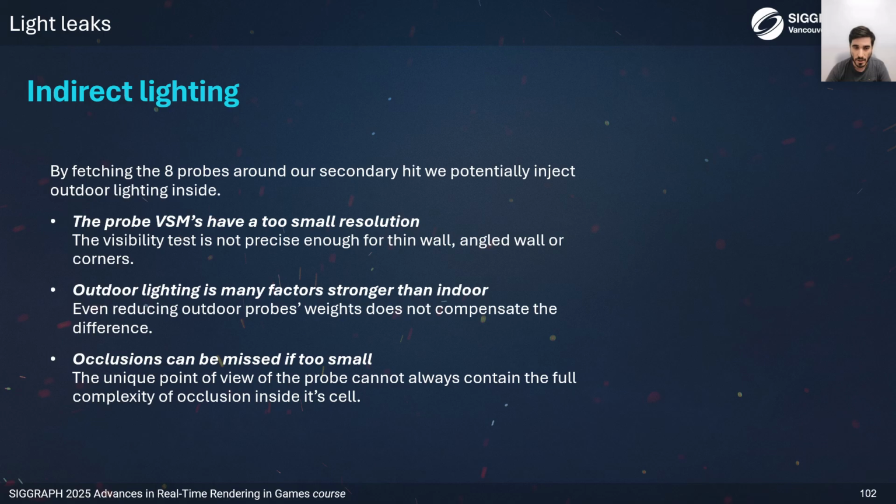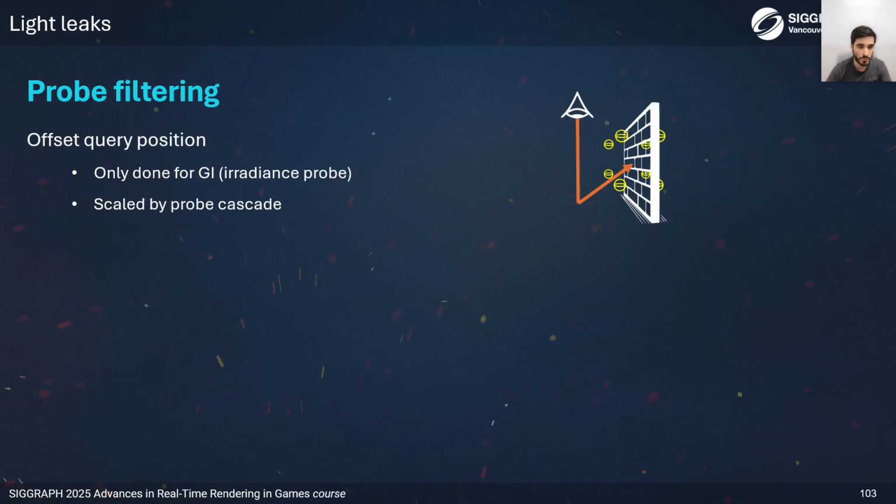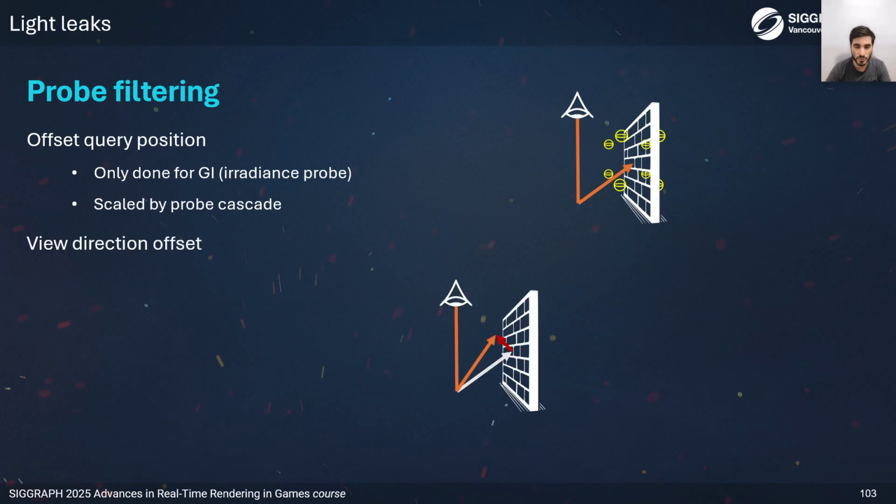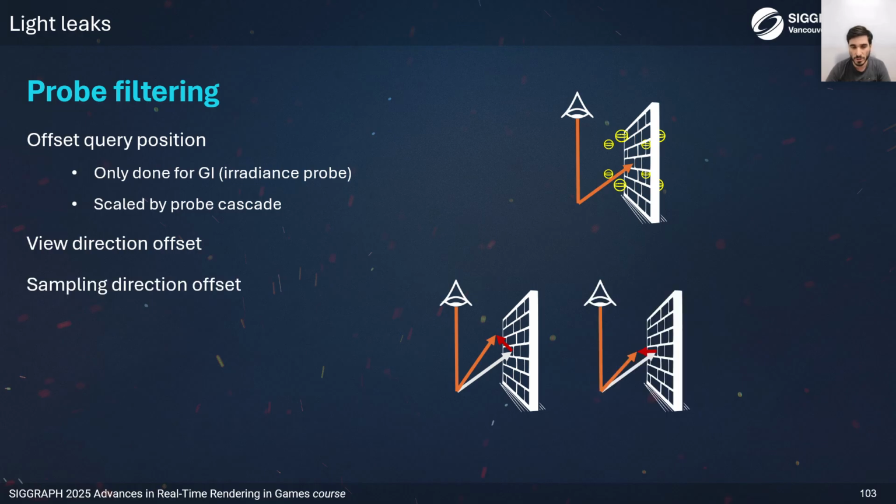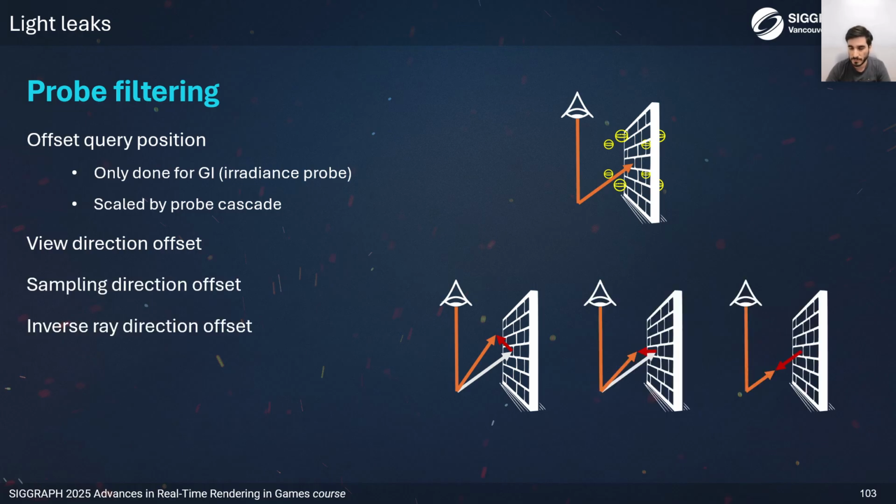For indirect lighting, our issue really comes from the fact that we are using 8 probes around their secondary hit, and some probes can be way too strong even though they are outdoor while we are indoor. Reducing leaks from outdoor probes in such situations is hard because the weights do not compensate strongly enough for the difference in lighting between both. Looking into our probe filtering, we offset our query position according to three well-known movements. We first do view direction offset, sampling direction offset, and finally the inverse ray direction offset. All are limited to about half the distance that our rays were traced.